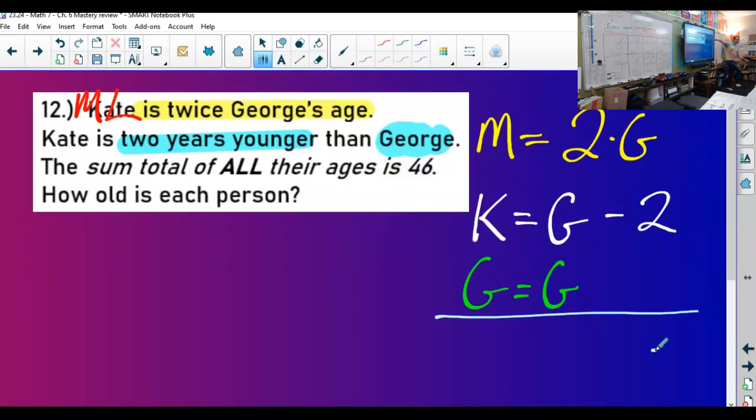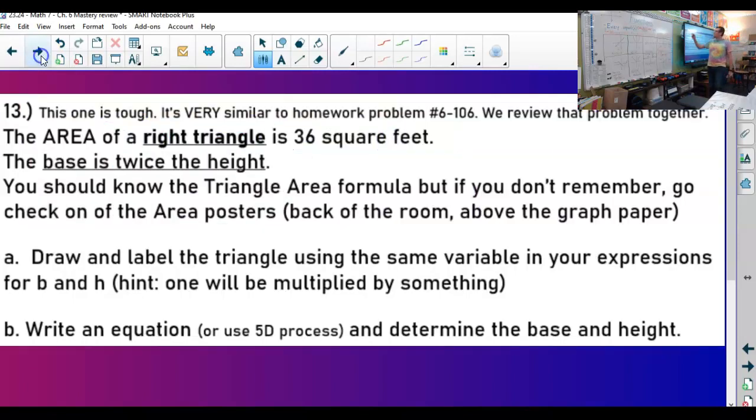Then the sum of all their ages. Oh, I can see Jane's judgmental face even behind her mask. She's looking like, what, you always ask if we've seen these things. We never have.